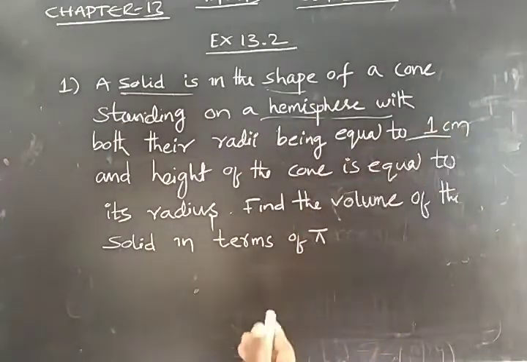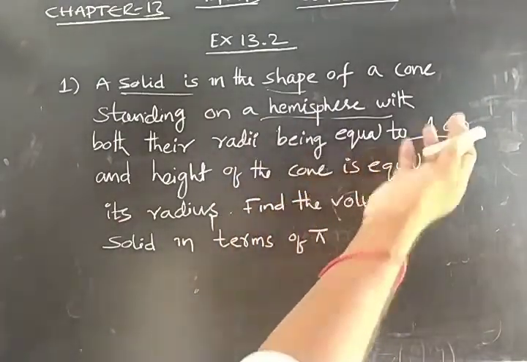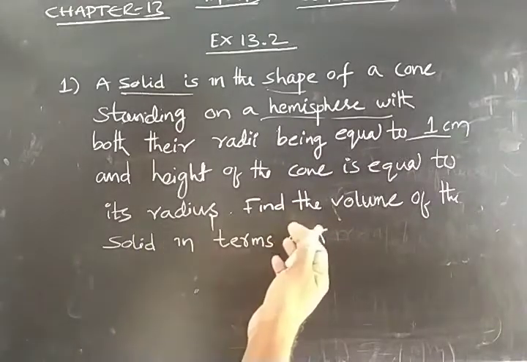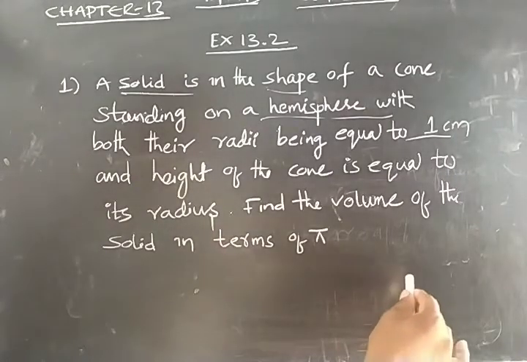So what is the given radius? 1 centimeter. So the height of the cone in that solid is also 1 centimeter. So find the volume of the solid in terms of pi. Okay. According to this question, I am going to draw the figure.